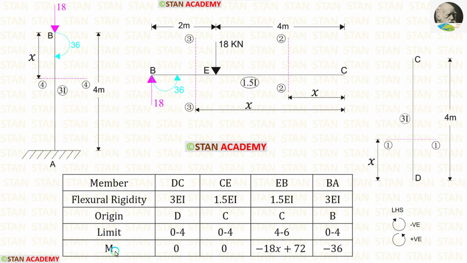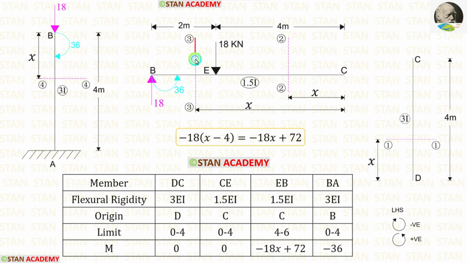Now we are going to find the moment M. We are going to find the moments towards the left hand direction. In this case, clockwise will be negative and anti-clockwise will be positive. First, let us take DC. In DC, up to the section, there is no load, so the moment will be 0. Let us take CE. In CE, up to the section, there is no load, so here also the moment will be 0.